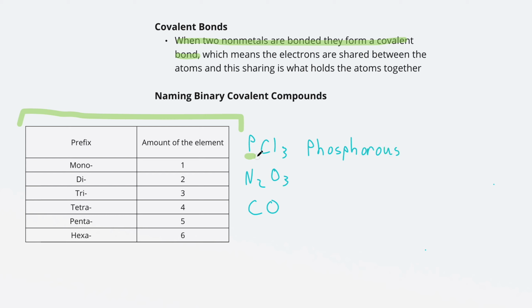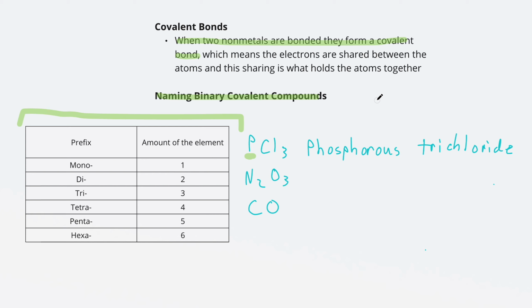And then you would do the prefix for the second one. You'll always do a prefix for the second one, and that would be tri. And then you would think it'd be chlorine, but we change the ending to IDE, just like what we did for ionic compounds. So the ending is IDE. And all these rules are for binary covalent compounds, so only compounds that have only 2 elements in them.